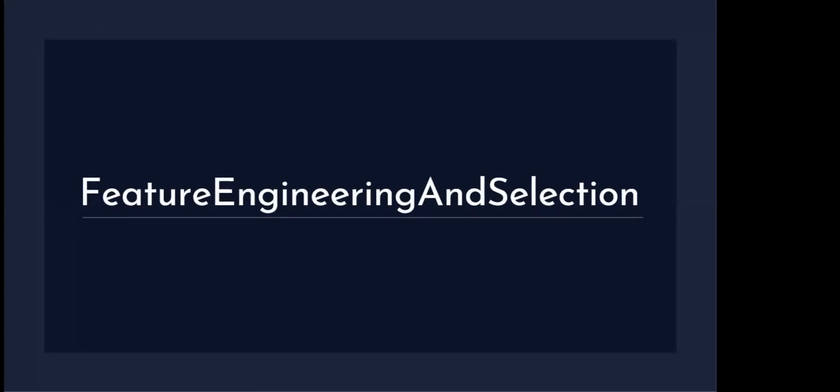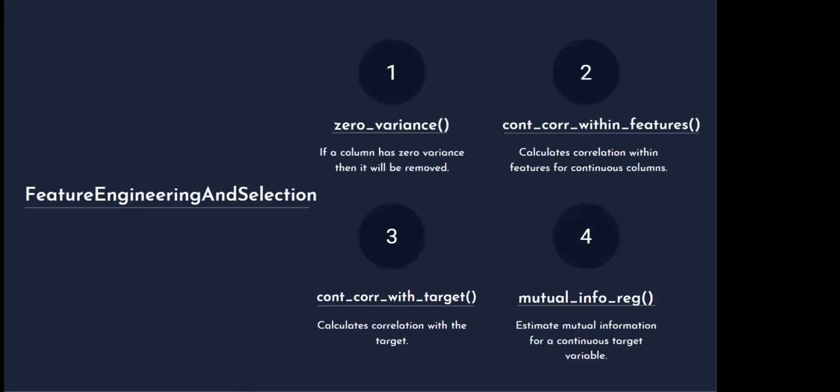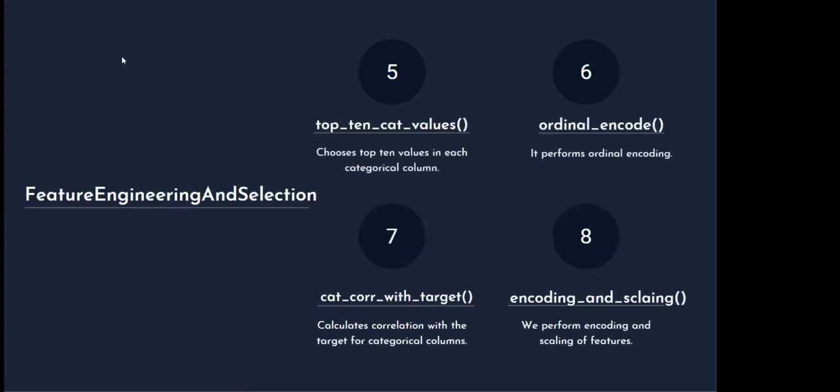Yeah, feature engineering and selection. We have 8 methods. One is zero variance, then continuous correlation with features, continuous correlation with target, and mutual information. Then we have top 10 categorical values and ordinal encoding, categorical correlation with target, and encoding and scaling. So let's see them one by one.